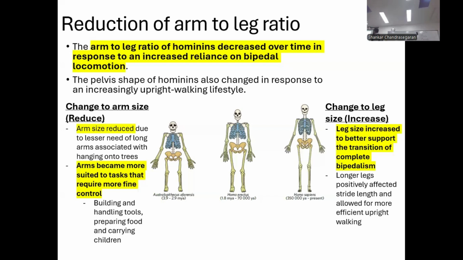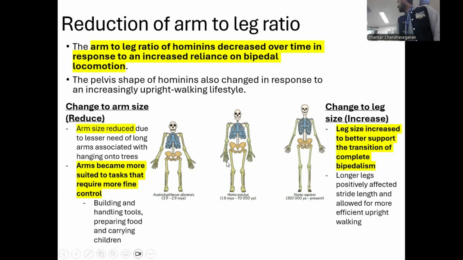But as a result of increased usage of our legs and needing to support our entire body weight for a much longer time, we also increased our leg size. That is to better support the transition to complete bipedalism. Longer legs positively affected our stride length and also allowed for more efficient upright walking. So anything that allowed us to better walk using our 2 legs, which is basically the increase in leg size, happened throughout the evolution from Australopithecus to Homo sapiens, as you can see.